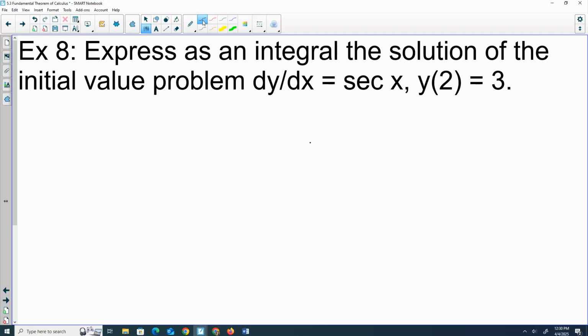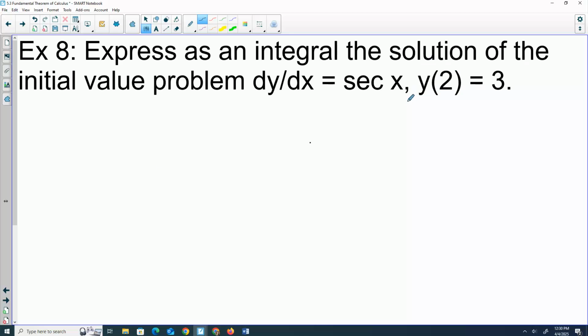Quickly, I am going to also start the next section. I won't do the whole thing today, and then we will finish it on Tuesday. But this one is saying to express as an integral. So it's telling me to write an integral.